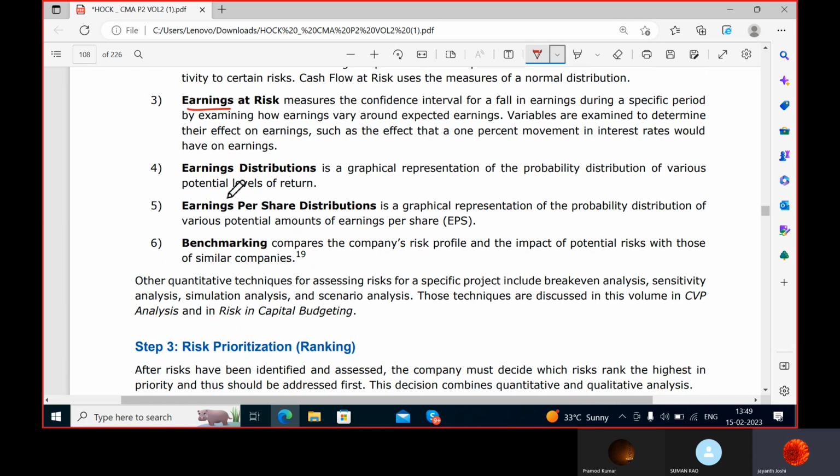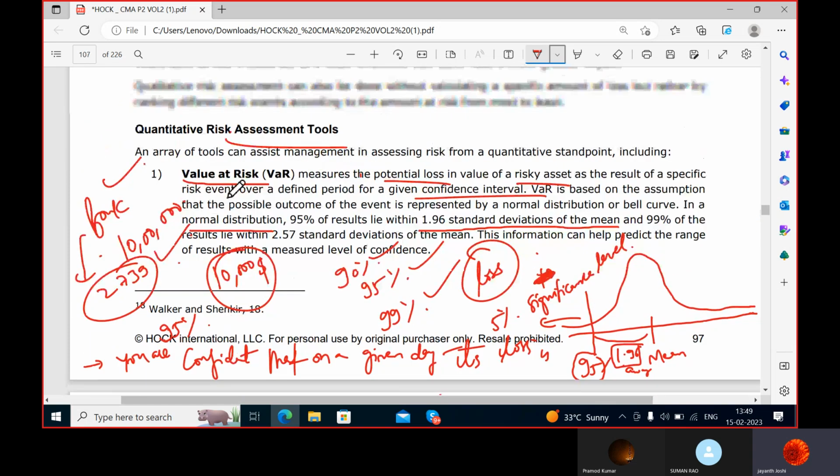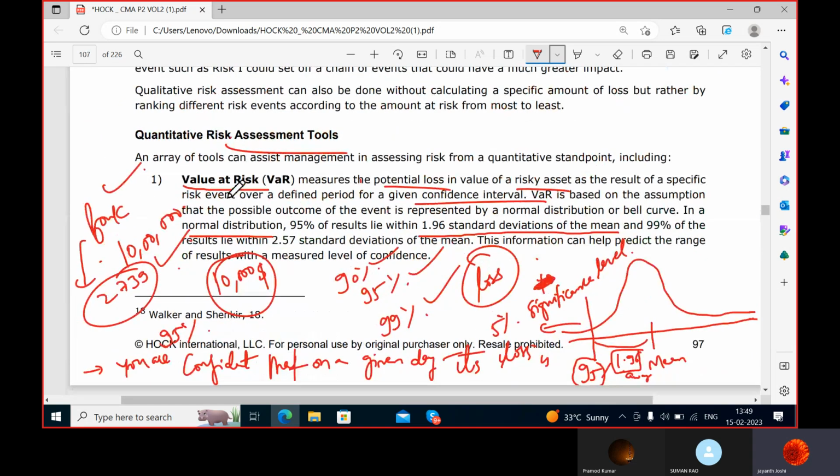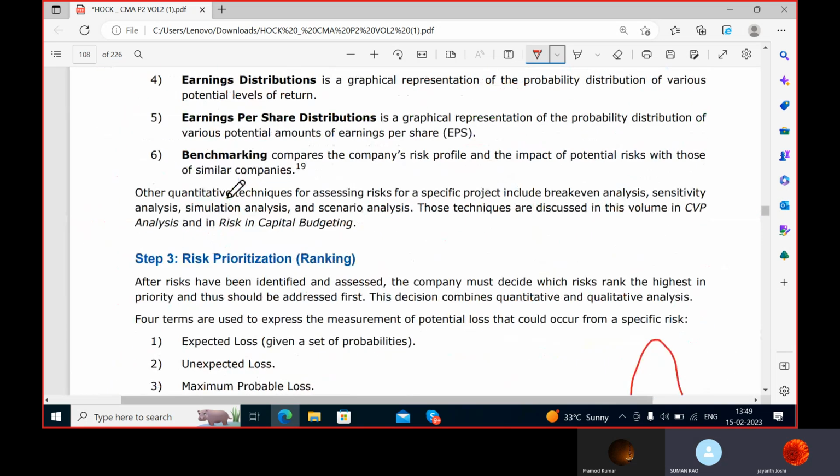Then earnings distribution is also one of the ways, a graphical representation of the probability distribution of various potential levels of return. So all this, like benchmarking or earnings per share distribution, are particular measures with which we can quantify the risk, or study the risk in monetary terms. Understood? Or in quantitative terms, or in percentage terms. Fine.